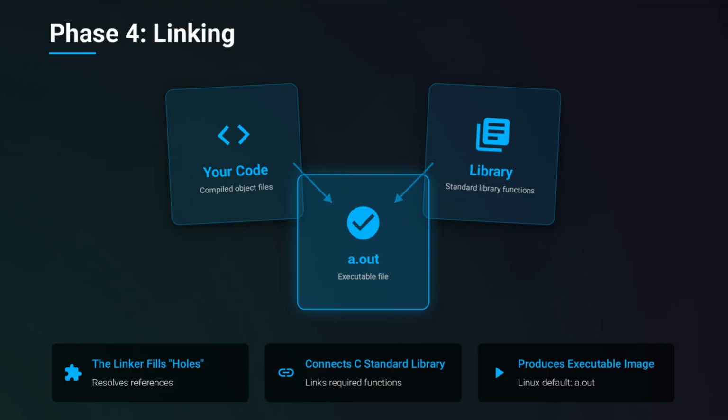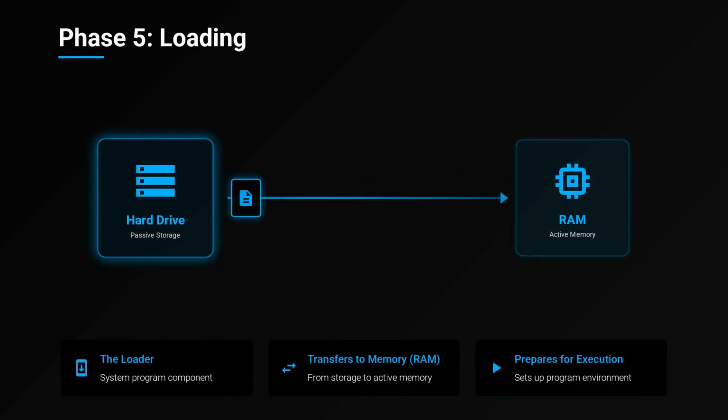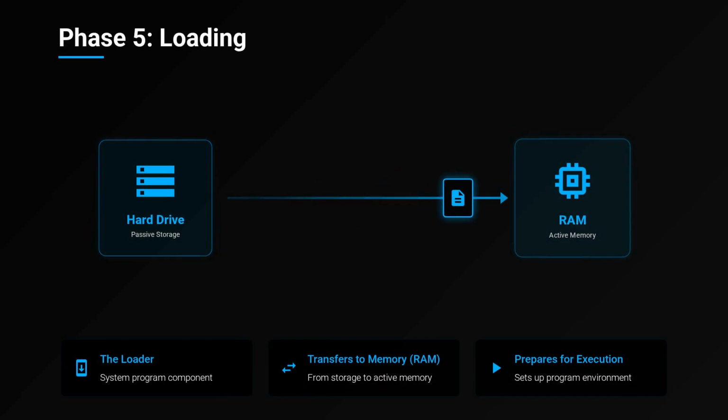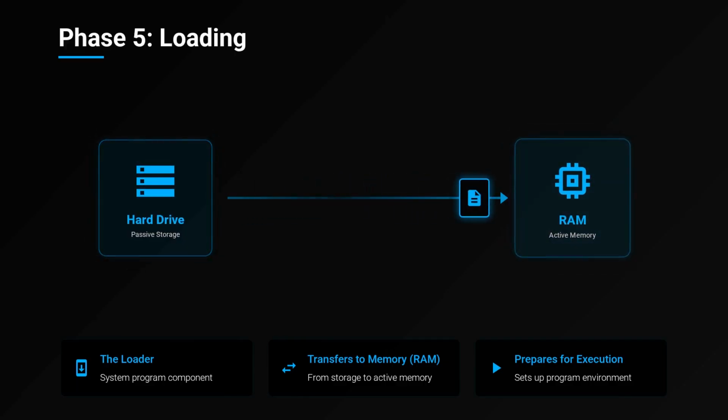The program is now ready, but it is still sitting on the hard drive. Phase 5 is loading. The loader takes the executable image from the disk and transfers it into memory. It places the instructions into RAM ready for the processor.